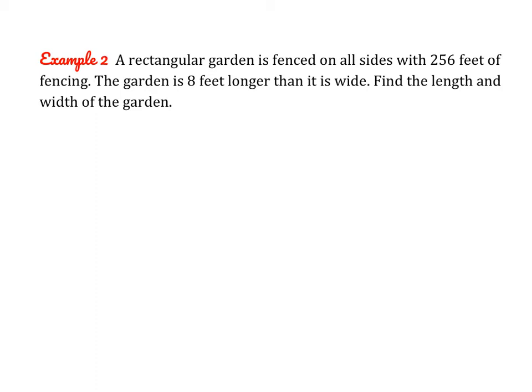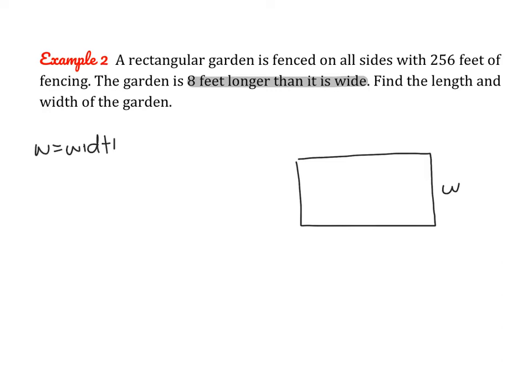But first, let's draw a quick picture of what's going on. So here's our rectangular garden. And it says that the garden is 8 feet longer than it is wide. Okay, so let's call the width W. So W equals the width, and then we'll say in feet, so we remember what our units are.